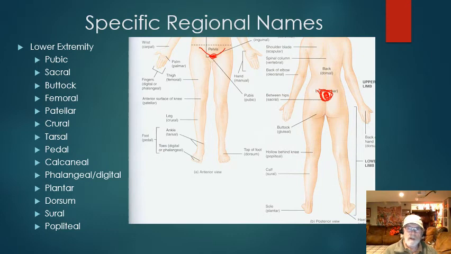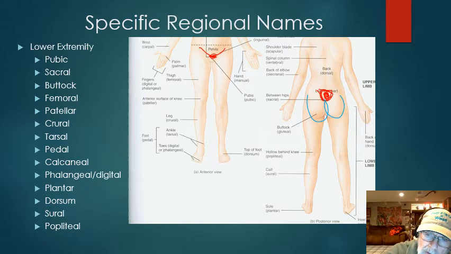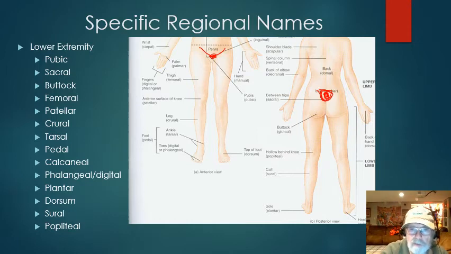Sacral region. Okay. Buttock. I really have to tell you what buttock region is. This is the buttock. That's it. Let me get rid of that. That's bad. I don't like that. I'll probably get arrested for that. So anyway, the buttock is the butt region. Obviously, everyone knows what buttock means.